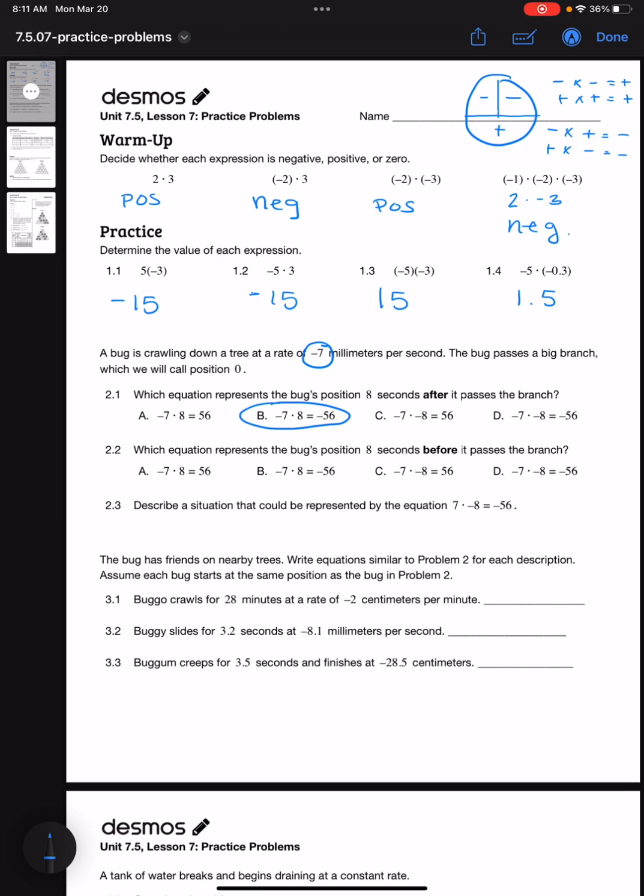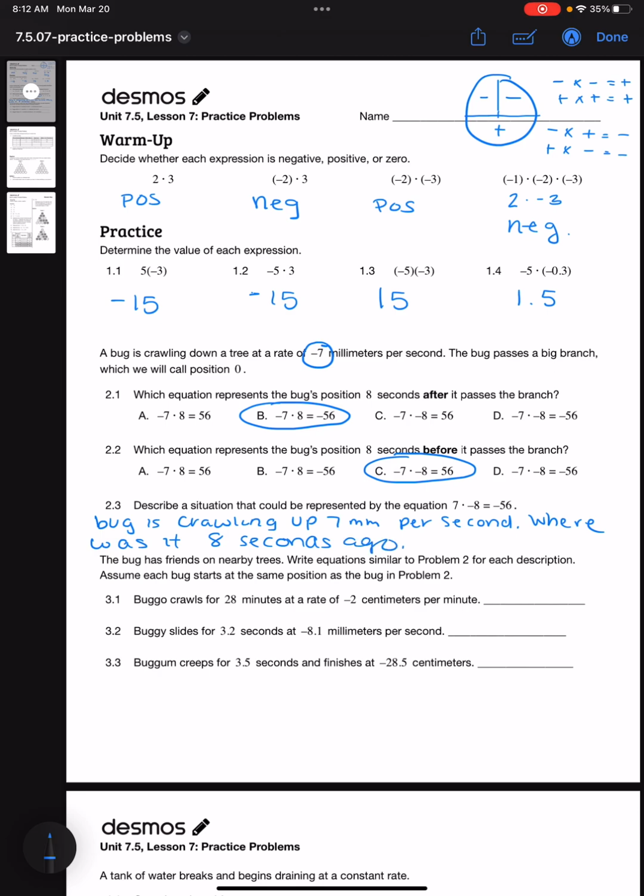How about before it passes the branch? So negative 8 seconds ago, he was negative 7 millimeters per second, would give me positive 56. Describe a situation that could be represented by the equation 7 times negative 8 equals negative 56. We could say the bug is crawling up 7 millimeters per second. Where was it 8 seconds ago?